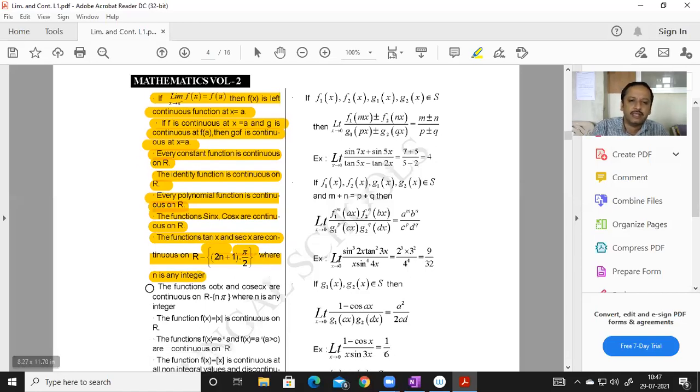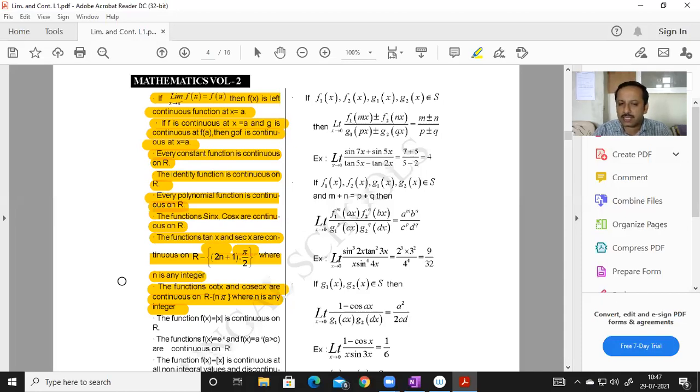Then the functions cot x and cosecant x are continuous on R minus n pi. Observe, cot pi by 2 is not defined, it tends to infinity. So it is discontinuous at all multiples of pi, not pi by 2. So cot 0, cot pi, cot 2 pi, any multiple of pi. R minus n pi means the set of all reals except the multiples of pi. At all multiples of pi, cot x is a discontinuous function and so is cosecant x. Everywhere else it is continuous.